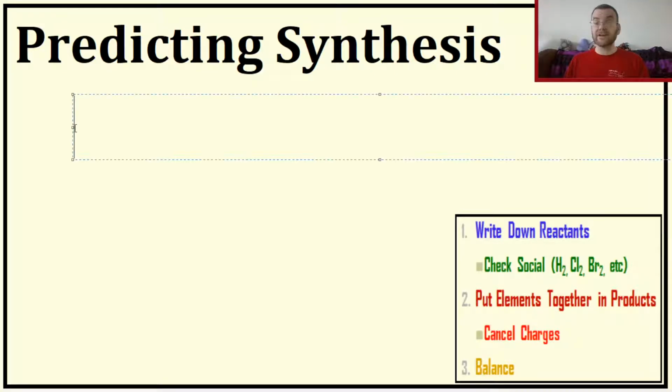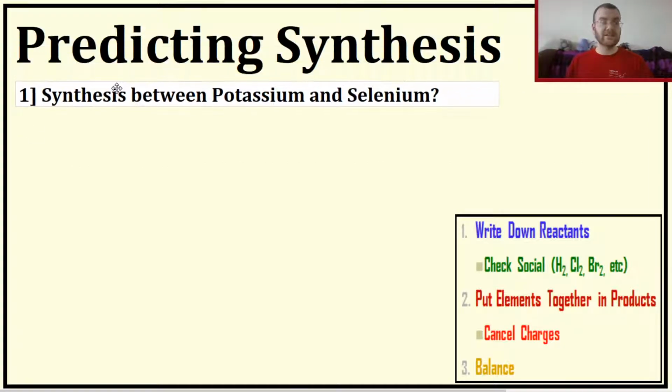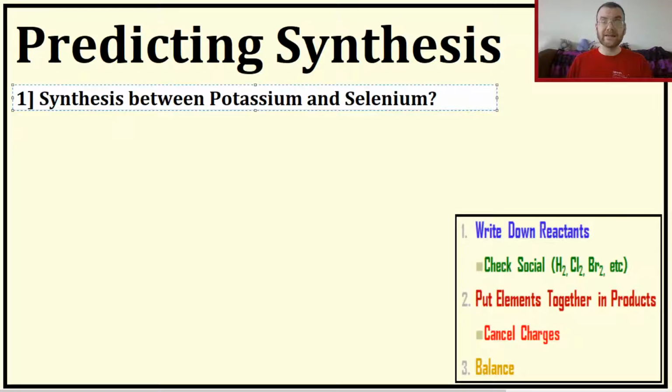Now, synthesis reactions are typified by having one product, meaning in the end you are going to see one product. So we are going to do the synthesis of potassium and selenium. You can see my directions that are just below here.